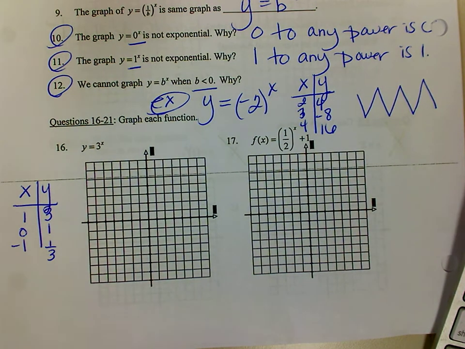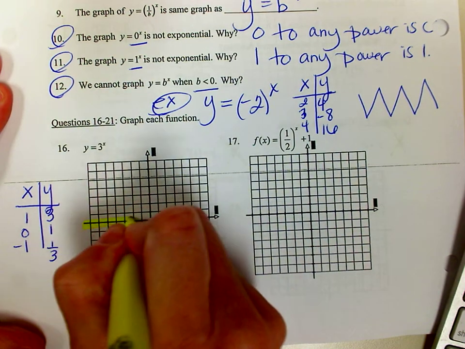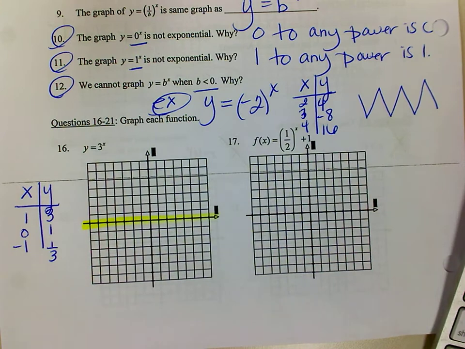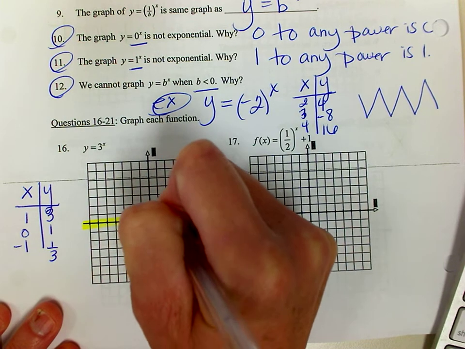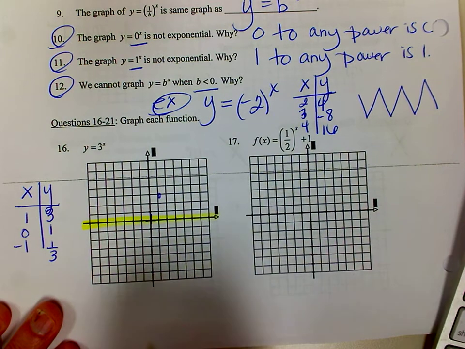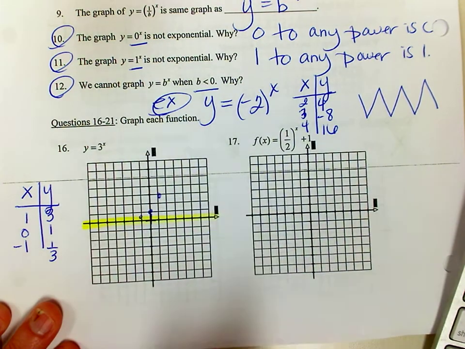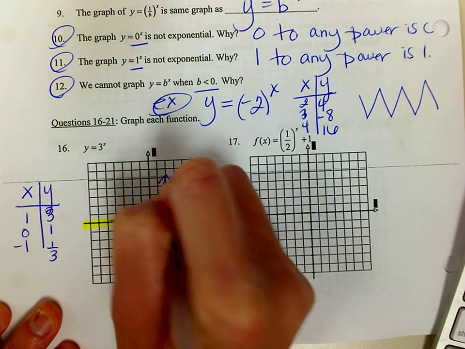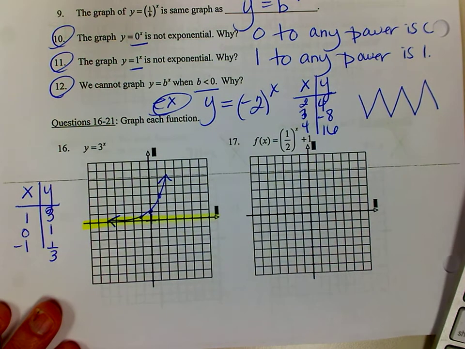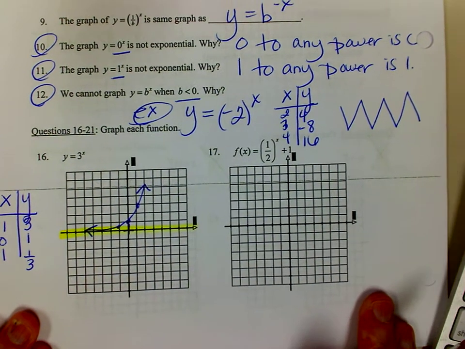Okay, so now, since x is the exponent, I cannot cross the x-axis. Let me draw that in there. I can't cross that line. So I'm going to go and plot those points. So I got 1, 3. I got 0, 1. And then I have negative 1, up a third. So if I plot these points, it looks like it's exponential growth. And make sure you don't cross the x-axis.